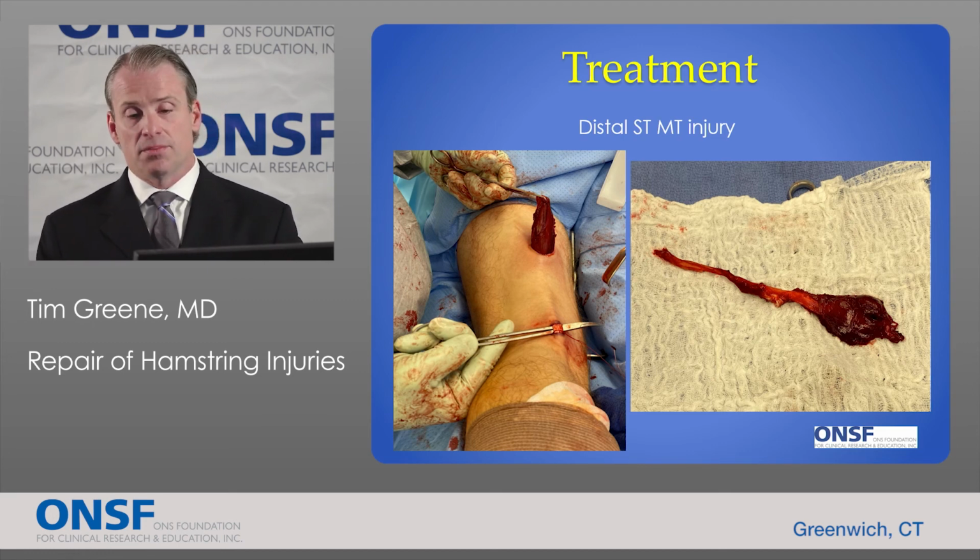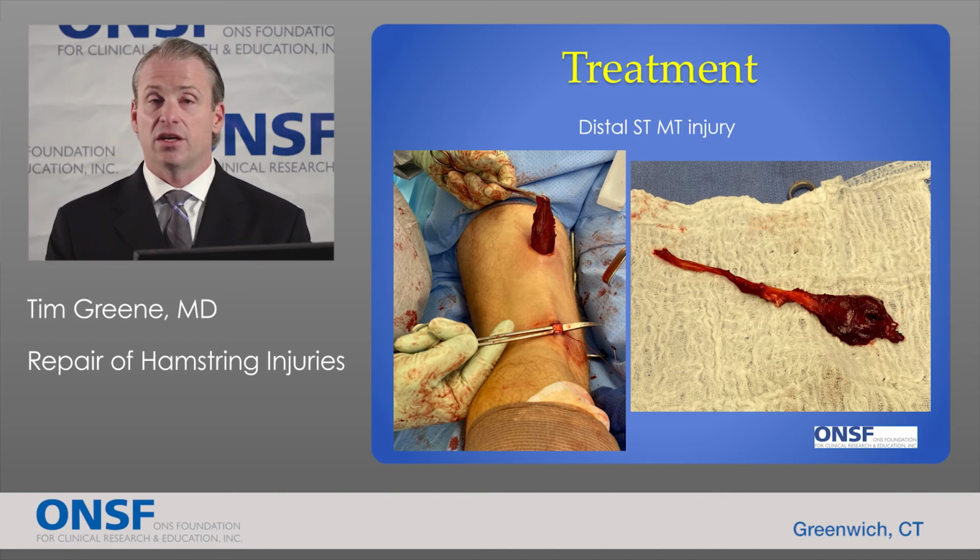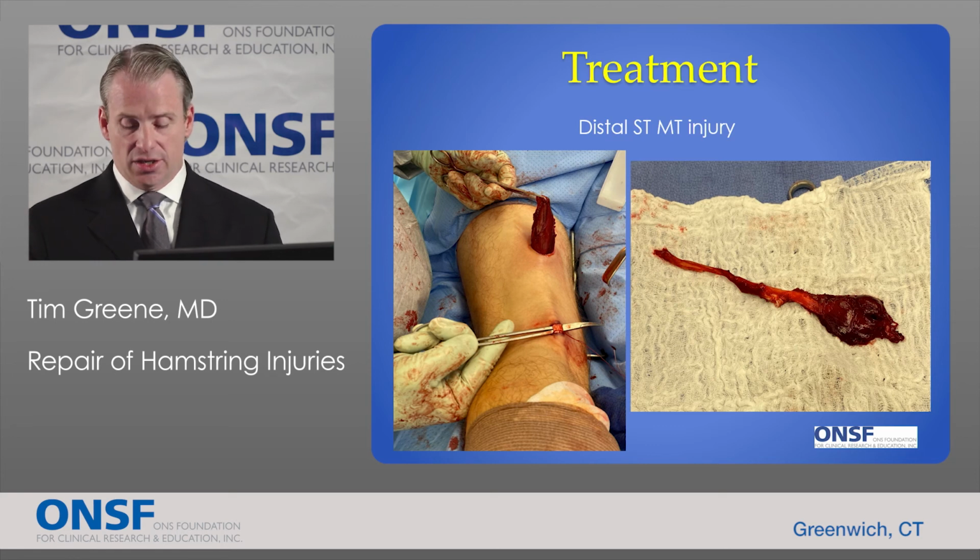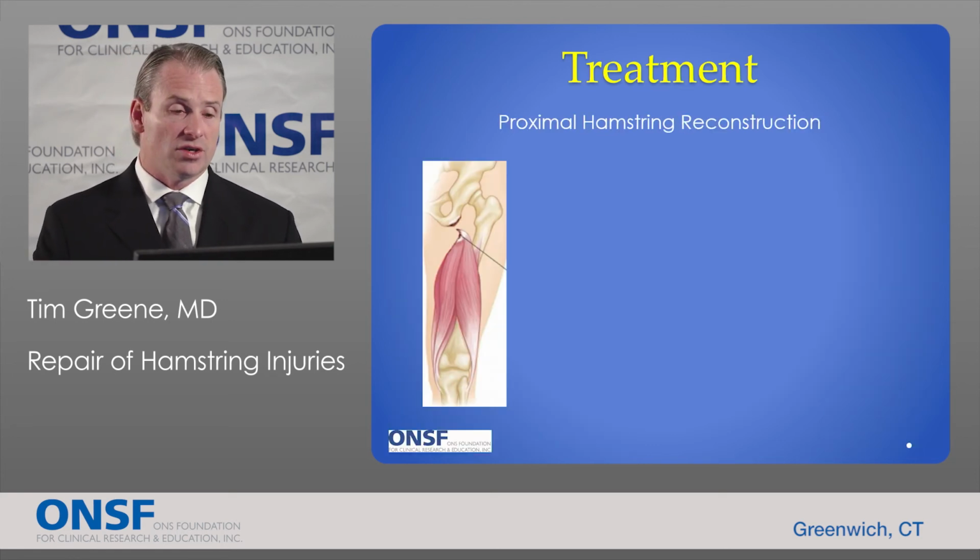So this is the muscle tendon junction. You can do this for a distal hamstring that won't get better, where the actual tendon avulses. You can take it out, much like you do to harvest for an ACL reconstruction.